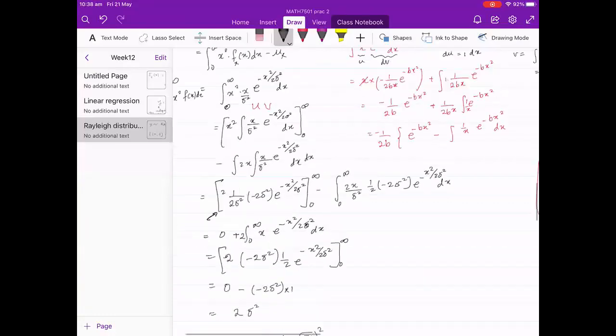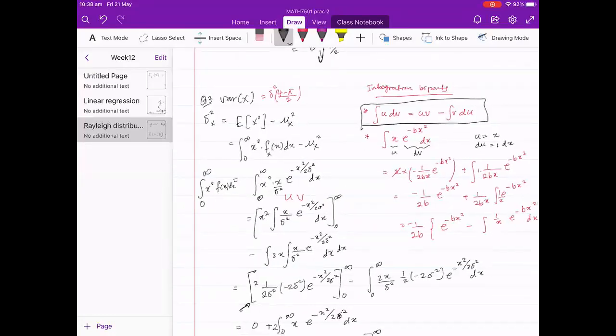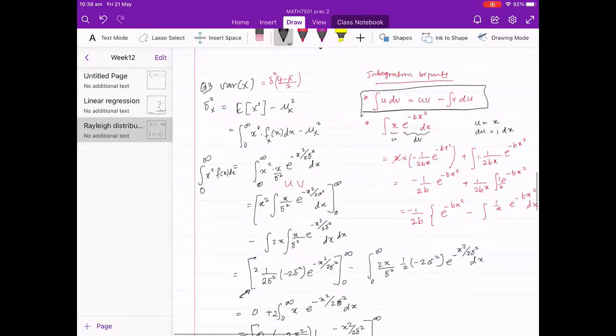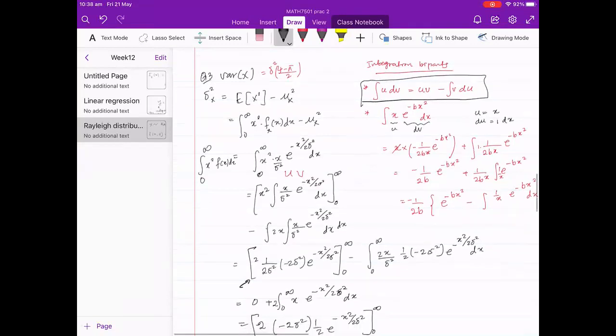Okay, let me explain again. So variance is the expected value of x squared minus mu squared. The expected value of x squared is the second moment, which is the integral from 0 to infinity of x squared times the PDF of x. Okay, that I computed separately using integration by parts first of all. So the integration by parts formula is here.